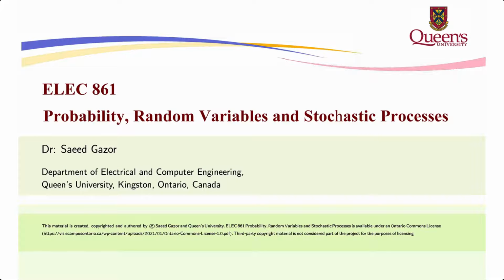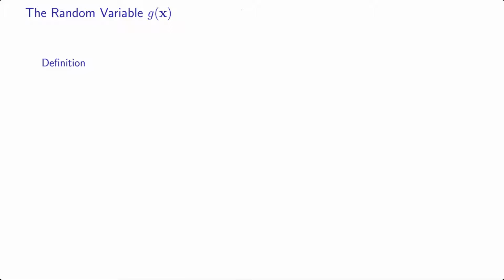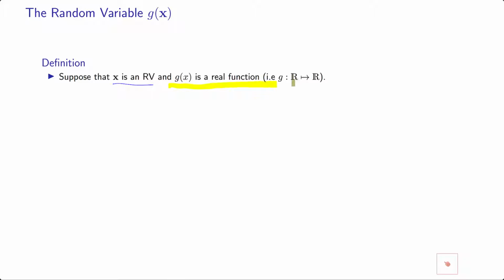In this video, we will define a function of a random variable. A function of a random variable is defined as follows. Suppose that X is a random variable, and suppose that you're given a real function from the set of real numbers to the set of real numbers. So g(x) is a real-valued function from R to R.